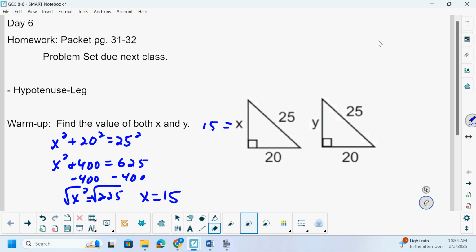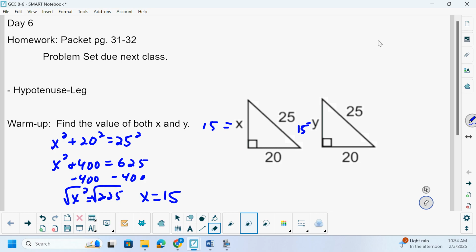So we should have got that x was 15. Now, when you went to set up for y, you should have noticed it was the exact same Pythagorean theorem, so y would have ended up being 15 as well. So you can put your warm-up sheets away. Our purpose for doing that we'll come back to as part of today's lesson.